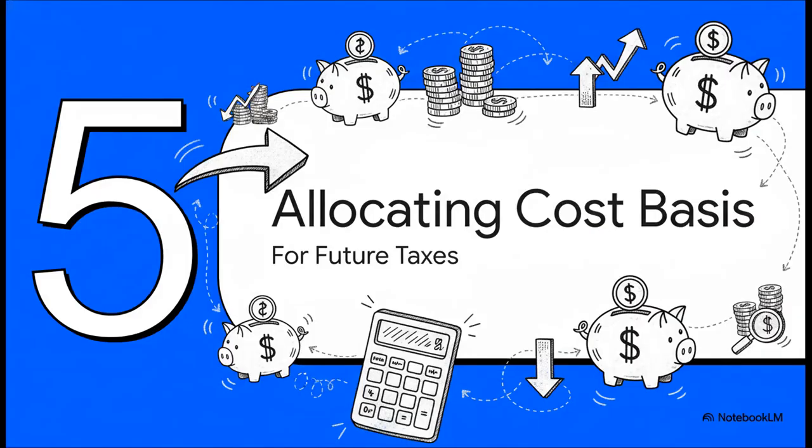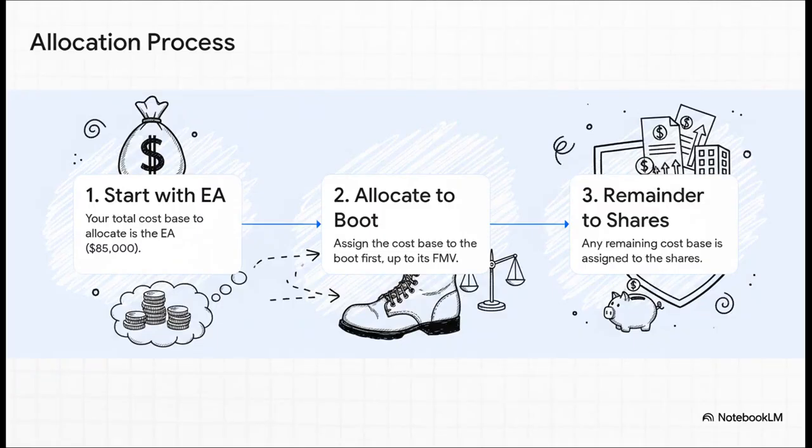We're not quite done. We're in the home stretch, but we have to do one more critical piece of accounting. We need to figure out the tax cost, or what's called the adjusted cost base, ACB, of the boot and the shares you just got. This is so important because this ACB is the number you'll use to figure out your gain or loss when you eventually sell those shares. The allocation follows a very strict order, like a waterfall.